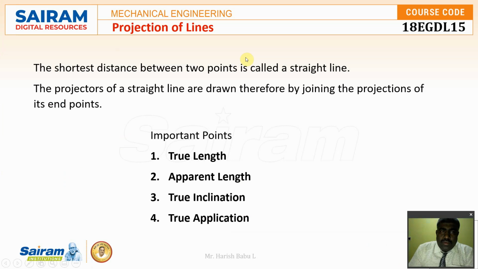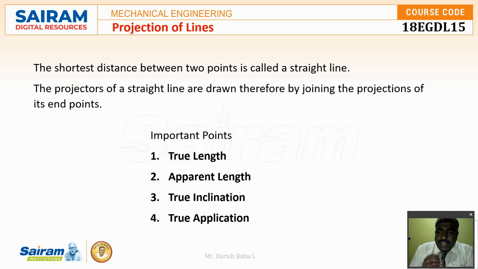So what do you mean by a line? A line is nothing but the shortest distance between any two points, termed as a straight line. When we take a straight line, we consider the two endpoints, that is the starting point and ending point, as the representation, and I'm going to project those two endpoints to get the overall projection of your straight line. So the projection of a straight line is drawn by joining the projections of its endpoints.